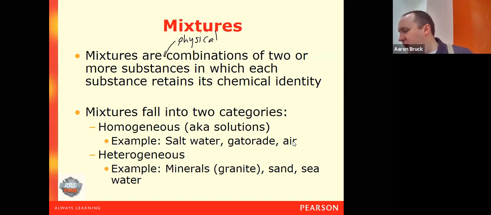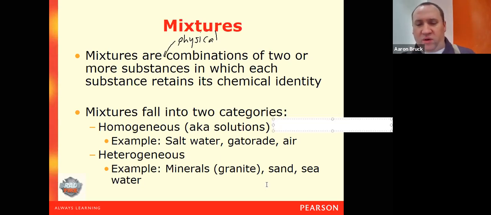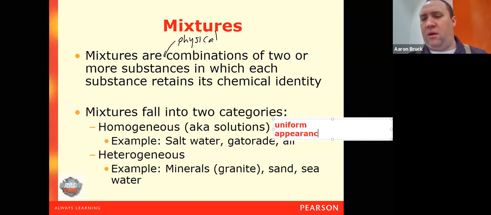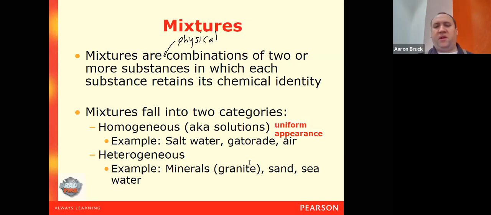Now, in terms of classification, we can classify mixtures in 2 ways. We can talk about mixtures as homogeneous or heterogeneous. Homogeneous mixtures are also called solutions. Examples of these would be what happens when you dissolve salt into water, sugar into water, the air around you that you're breathing, sports drinks like Gatorade and Powerade. The thing that makes these kinds of solutions noticeable is their uniform appearance.